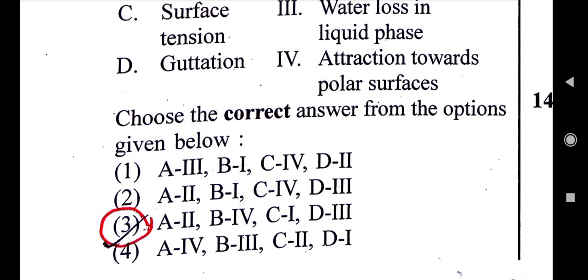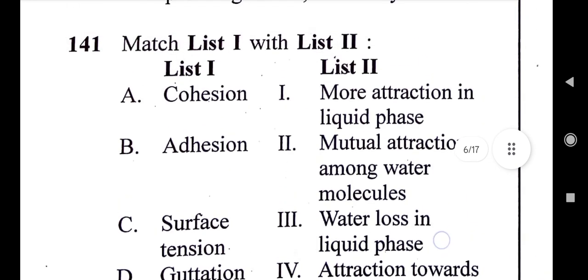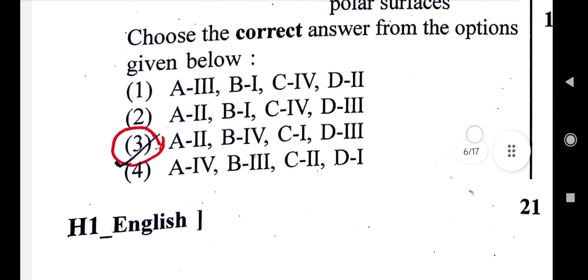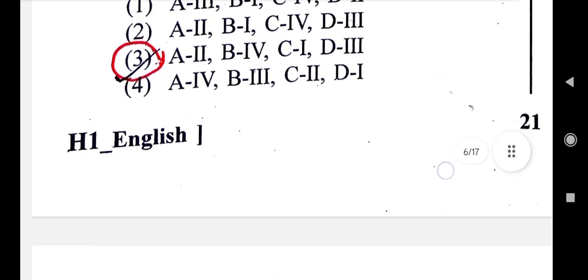Choose the correct answer from the options given below. Option 1, A3 B1 C4 D2. Option 2, A2 B1 C4 D3. So you have to match the above combinations and find out the answer. Option 3, A2 B4 C1 D3. Option 3 is the correct answer.